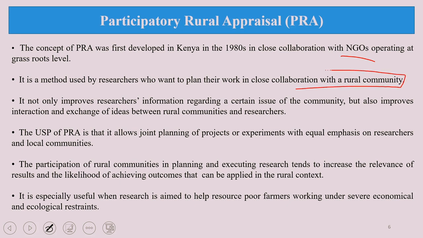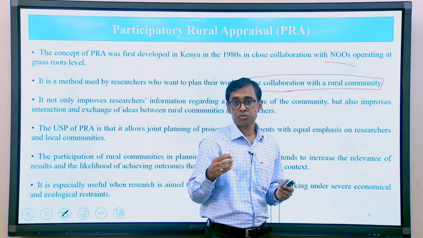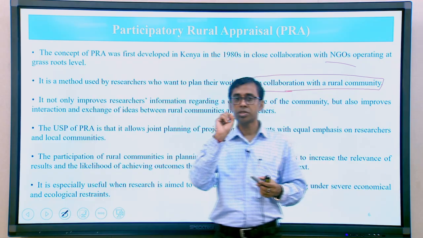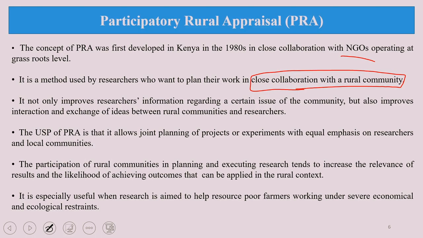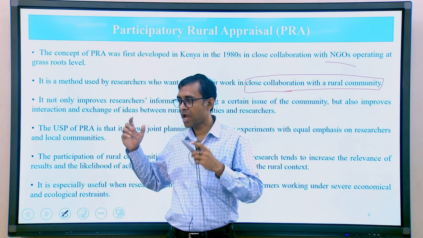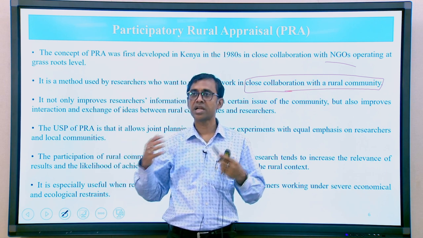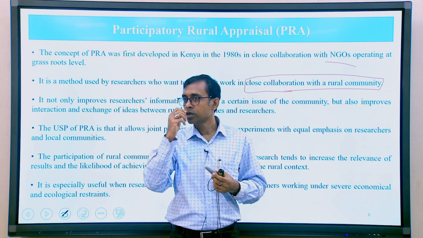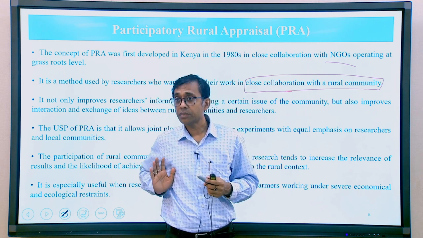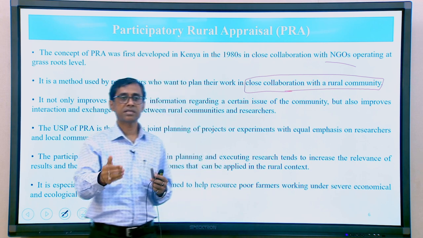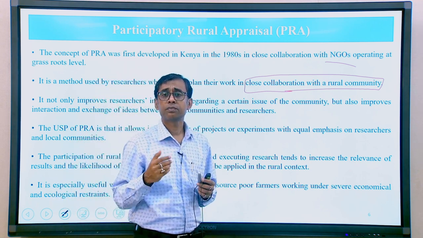So, this is very, very important, that close collaboration with the community. That's the key of PRA and the difference between RRA and PRA. PRA not only improves the researchers' information regarding certain issues of the community, but also improves the interaction, the exchanges that take place between you and the community. That means PRA is a process where both the outsider, the evaluator or the persons who have gone into the village, like you and me going into a village to carry out a PRA exercise, and the community learn and enhance their knowledge base. It's a very fantastic way of participatory learning.